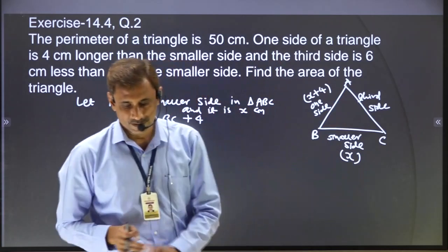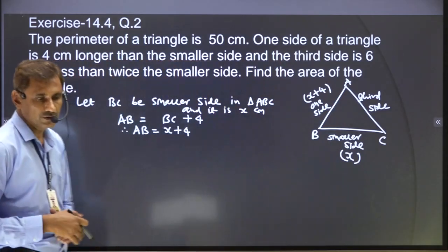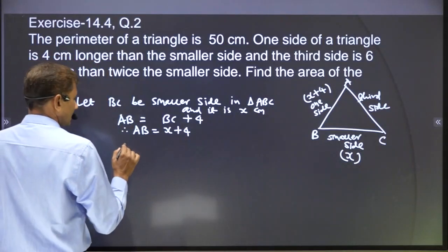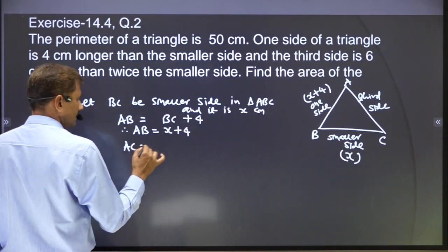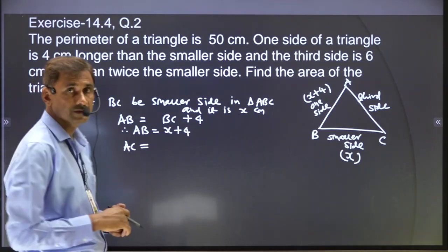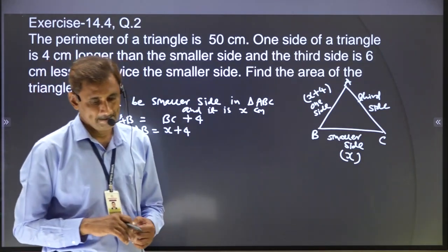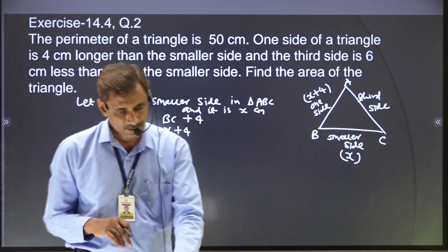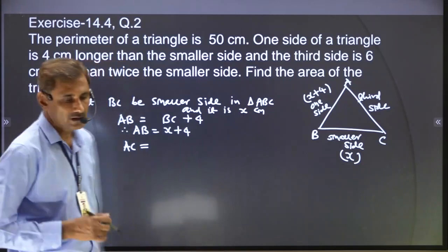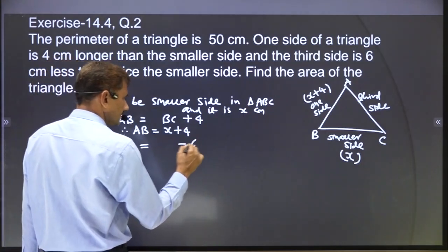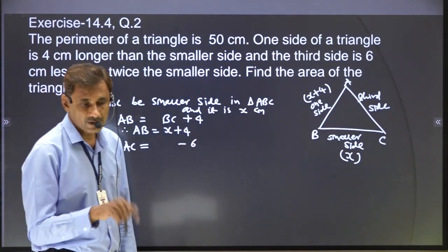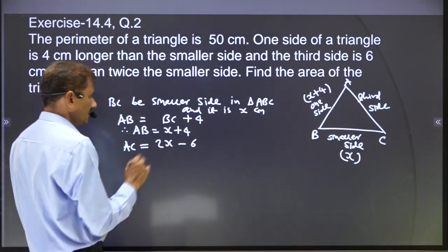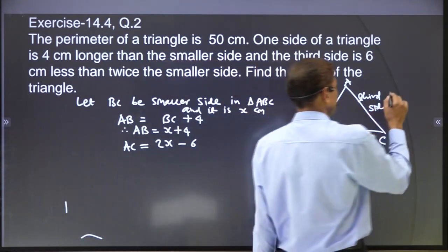Why? They have given it is 4 centimeter longer than the smaller side. Now look at the second statement. Third side is AC. Third side means AC is equal to 6 centimeter less, means minus 6, than twice the smaller side. Twice the smaller side means 2x. So the second we got here is 2x minus 6.